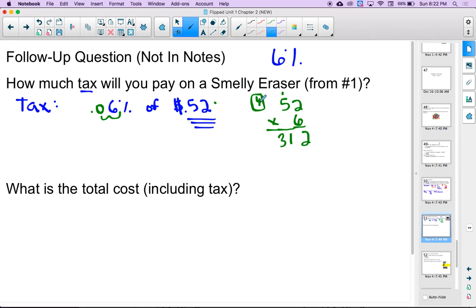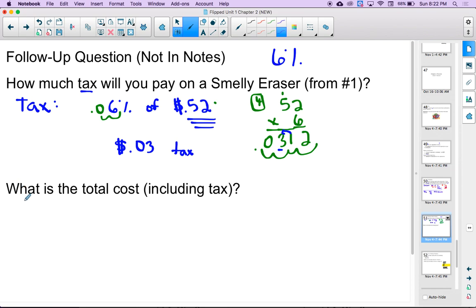We're going to move our decimal 4 places. 1, 2, 3, 4. Put a 0 in the empty bucket. And we have to round this to the hundredths place because it's money. Okay, so we're going to round here. The 1 tells us to keep our 3 a 3. So this tells us that the tax we would pay is a teeny tiny 3 cents. Okay, so that's the tax we would have to pay on that eraser.